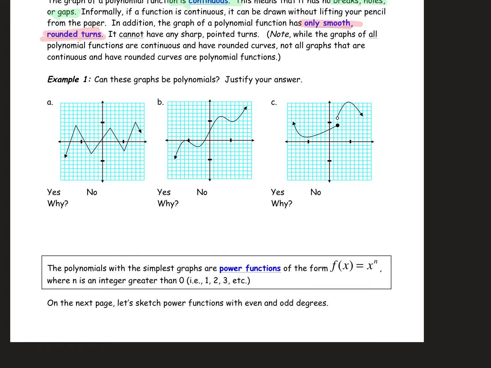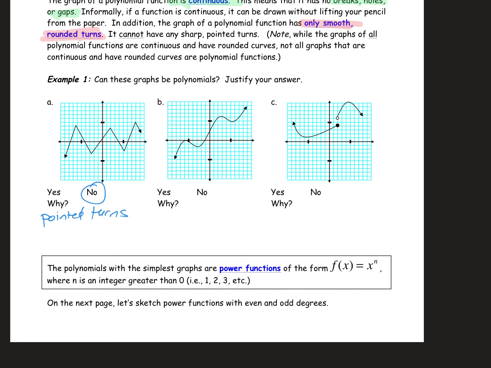Okay, so in the first graph, take a look at it, pause the video, and come up with your own answer, and then return. So can this graph be the graph of a polynomial function? Well, first, it is continuous, right? We could draw this function without lifting our pen from the paper, but it is not smooth. It has pointed turns, so no, the reason is that this has pointed turns. So it could not be a polynomial function.